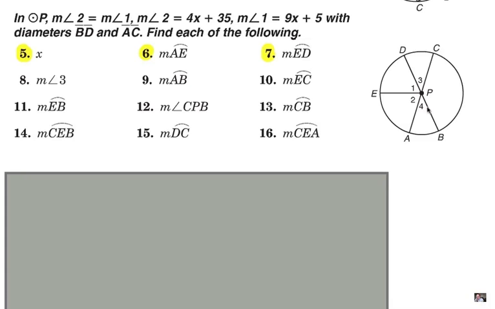So we have a circle labeled P because its center point is P, and of course we have these 4 central angles. We know that in circle P, measure of angle 2 is the same as measure of angle 1, and the measure of angle 2 is 4x plus 35, and angle 1 is 9x plus 5. Obviously number 5 we're looking for x. Number 6 we're looking for the measure of arc AE, which would be this one, and the measure of ED, which is going to be this one. So knowing that information, let's check it out. Pause the video and give it a try.